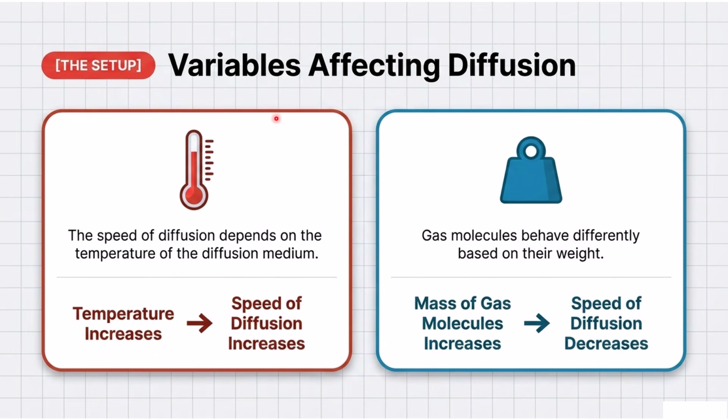There are some variables affecting diffusion. Number one, temperature. When temperature increases, the speed of diffusion also increases. And the second factor is mass. When the mass of gas increases, the speed of diffusion decreases. So the factors affecting diffusion are temperature and mass.